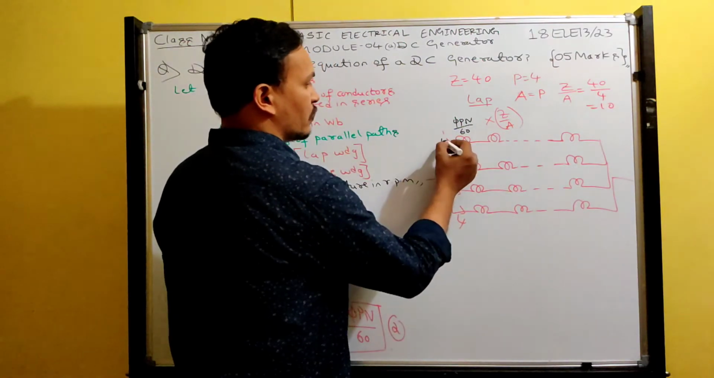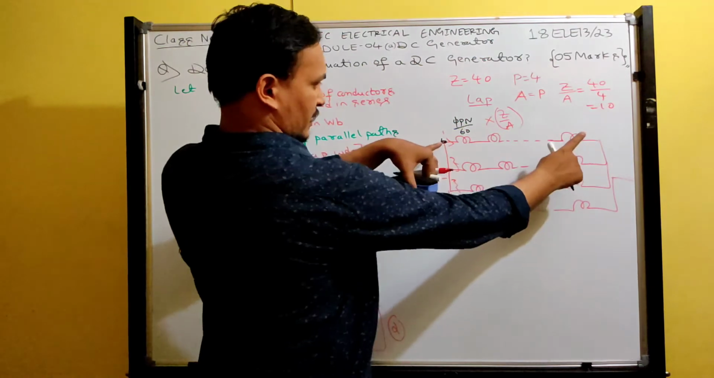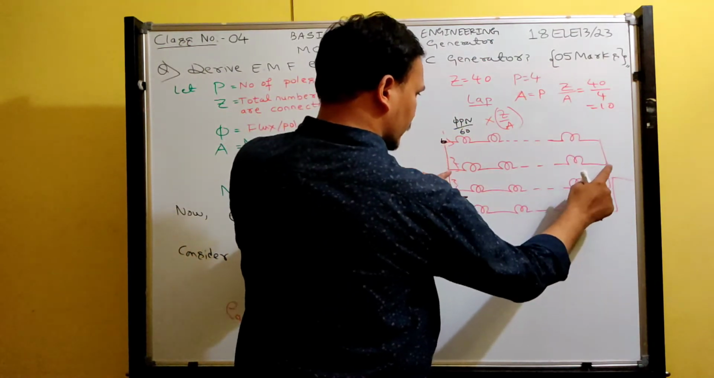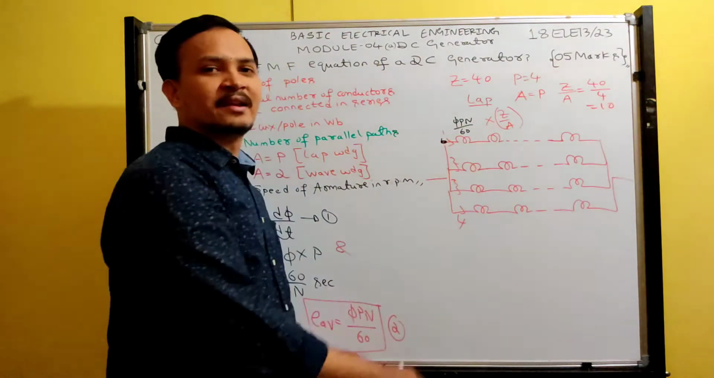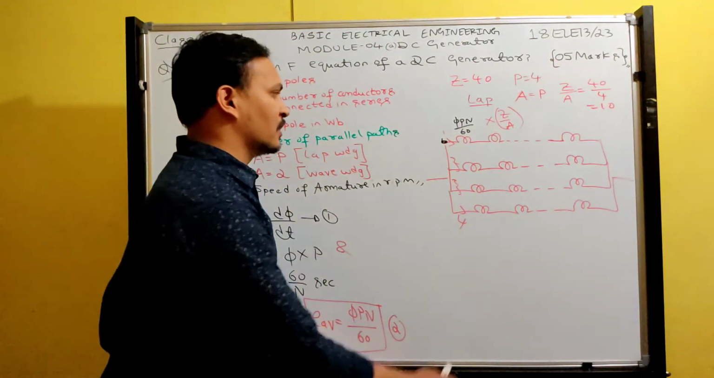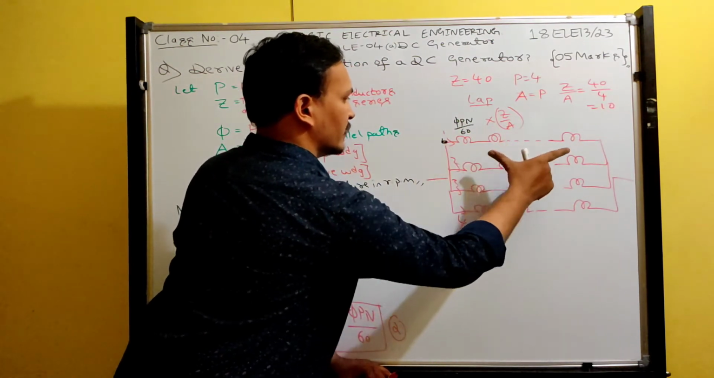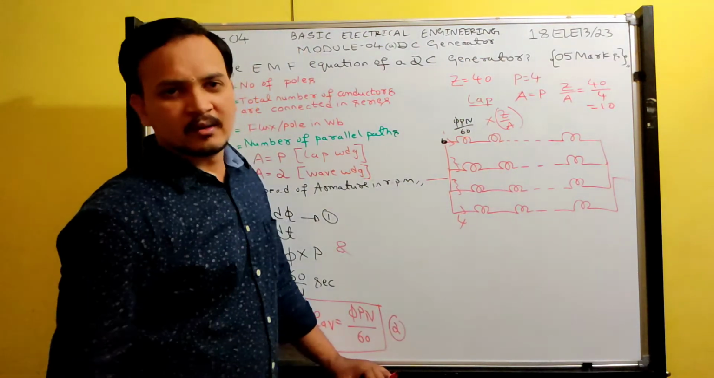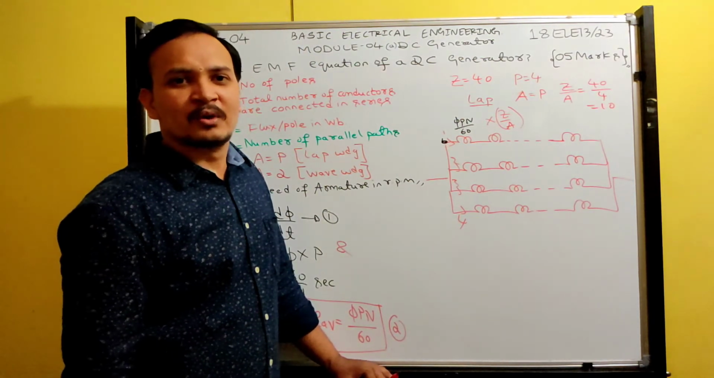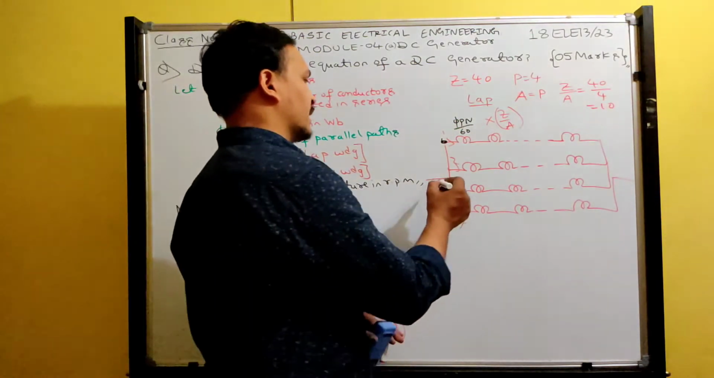See, whatever voltage is generated here, the same voltage will be there here and here and here. Why? Because all are connected in parallel. So in parallel, whatever voltage is between this point and this point, the same voltage will be there in this path also, in this path also, in this path also. Because in parallel, voltage will be the same. So again, basics. Understood, guys?